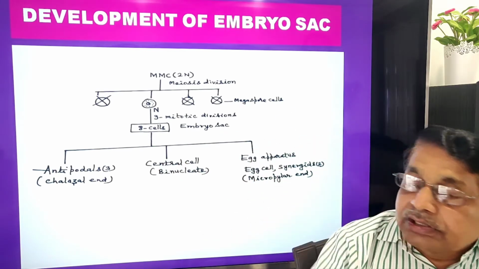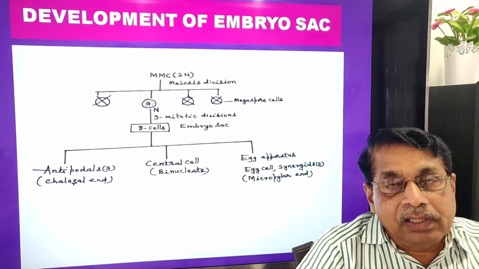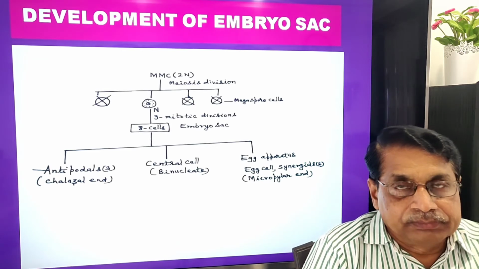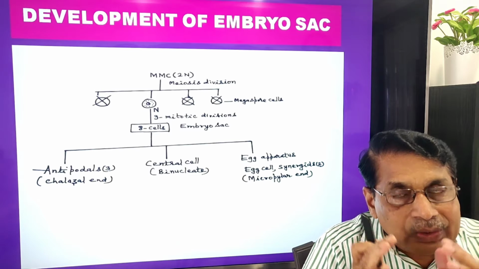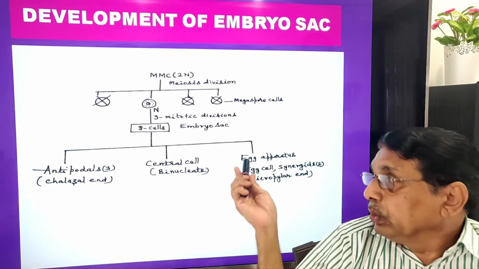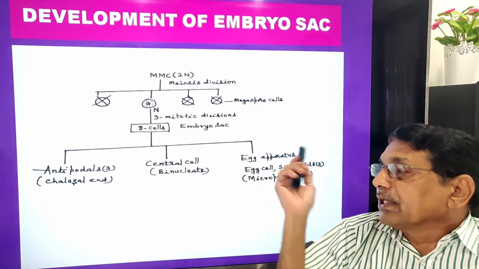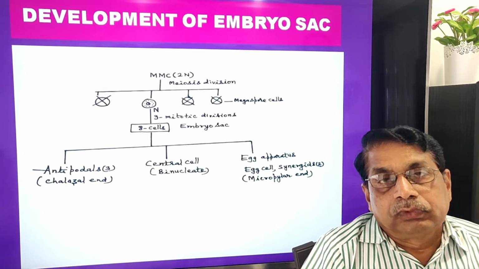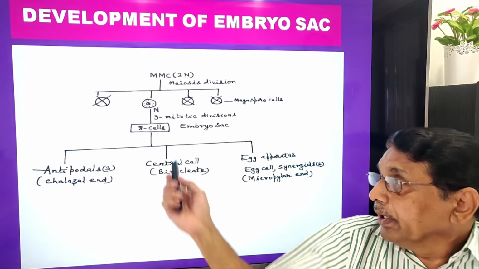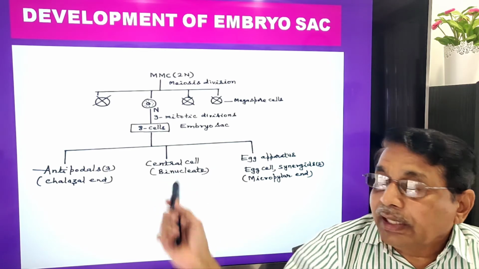Whereas the 3 cells that go towards the micropylar end of the embryo sac are together known as the egg apparatus. Remember, all the 3 together are known as the egg apparatus. Out of the 3, 2 are synergids, 1 egg cell. 2 synergids, 1 egg cell. And the central cell consists of 2 nuclei, binucleate.